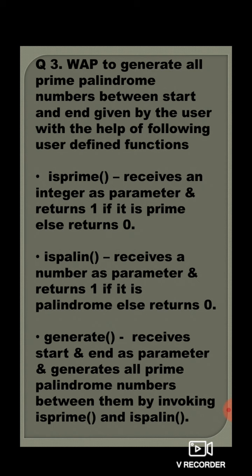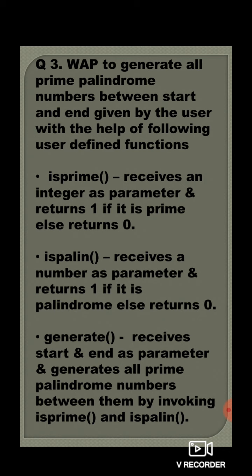Then the next question is: write a program to generate all prime palindrome numbers between start and end given by the user with the help of the following user defined functions. So, here you do not have to simply print all the prime numbers between start and end. You have to also check whether it is a palindrome number or not. So if you find a number to be prime, then secondly you have to check whether it is a palindrome number or not, and then only you have to print it.